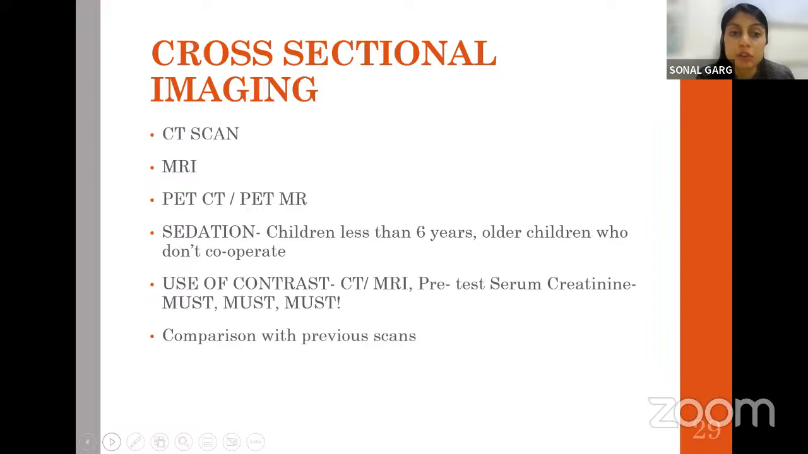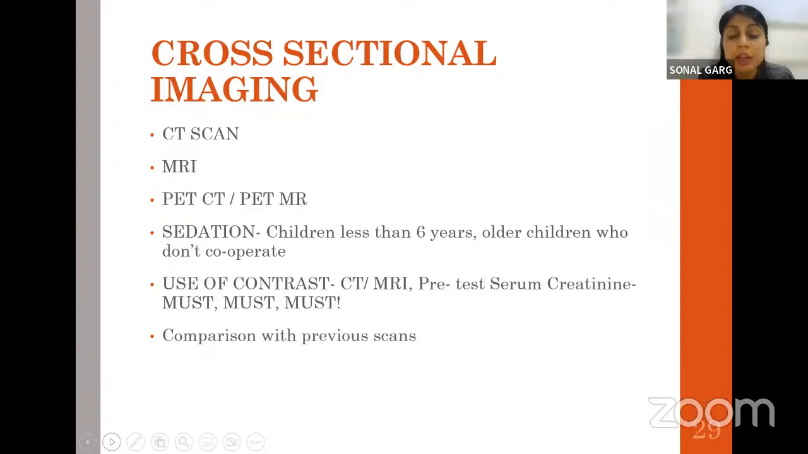Moving on next to cross-sectional imaging, which comprises CT scan, MRI, PET CT, PET MR, which again, as I mentioned, is the purview of nuclear medicine. Now, typically in cross-sectional imaging, you do need some form of sedation, especially in children less than 6 years or even in older children who may be special children with different levels of understanding, disabilities, etc., and children who don't cooperate. Some children even above the age of 6 are extremely anxious.